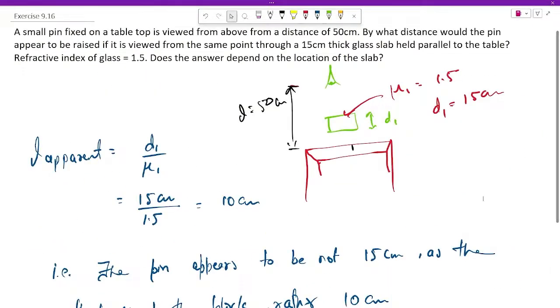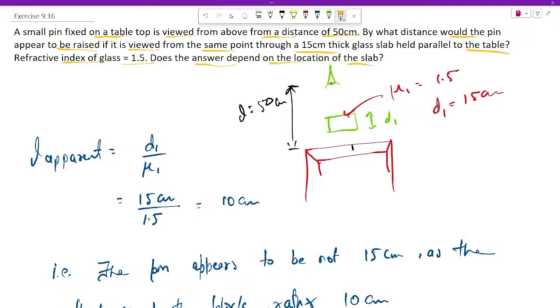The question is saying that a small pin fixed on a tabletop is viewed from above from a distance of 50 centimeter. By what distance would the pin appear to be raised if it is viewed from the same point through the 15 centimeter thick glass slab held parallel to the table? Refractive index of glass is 1.5, and does this answer depend on the location of the slab?